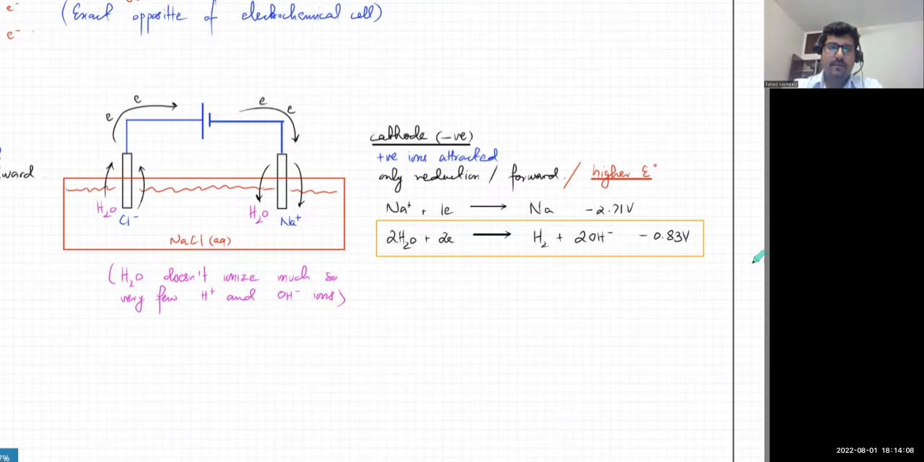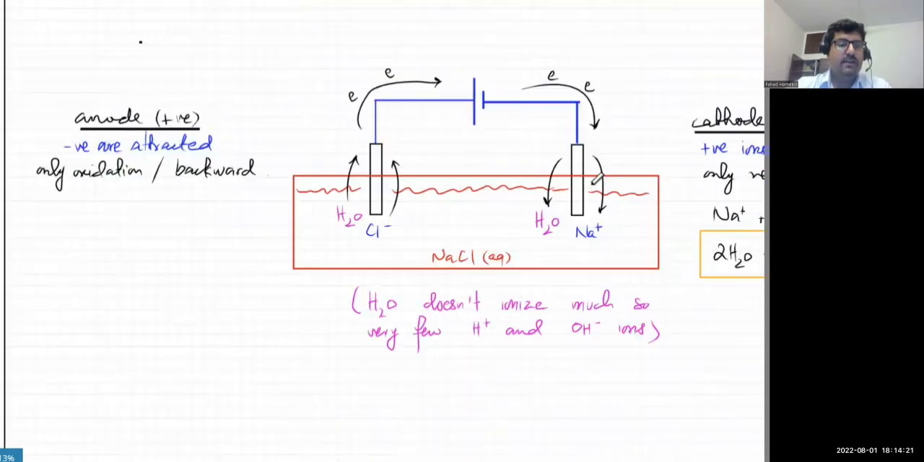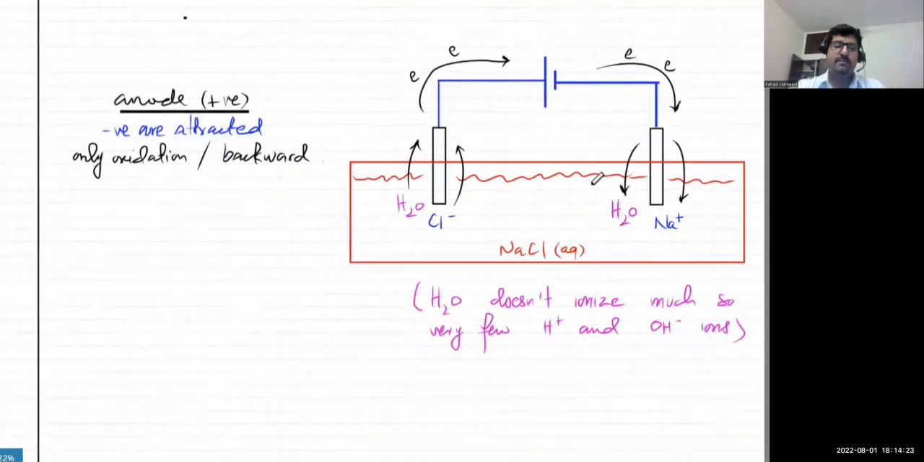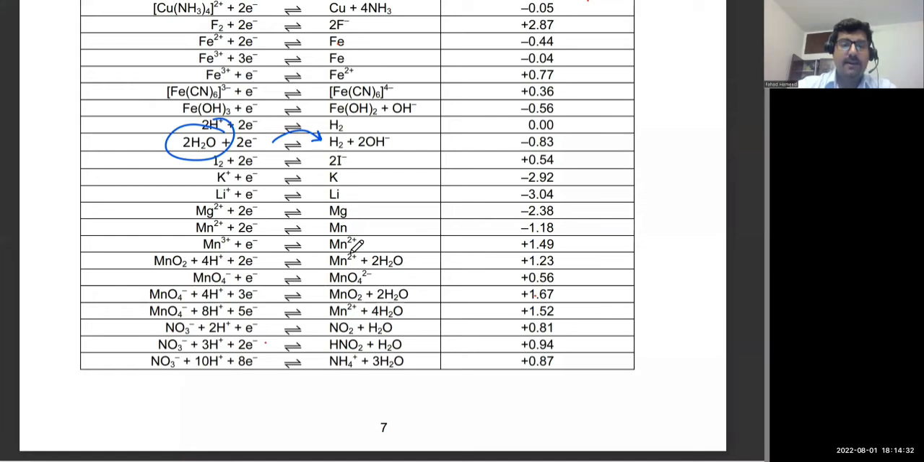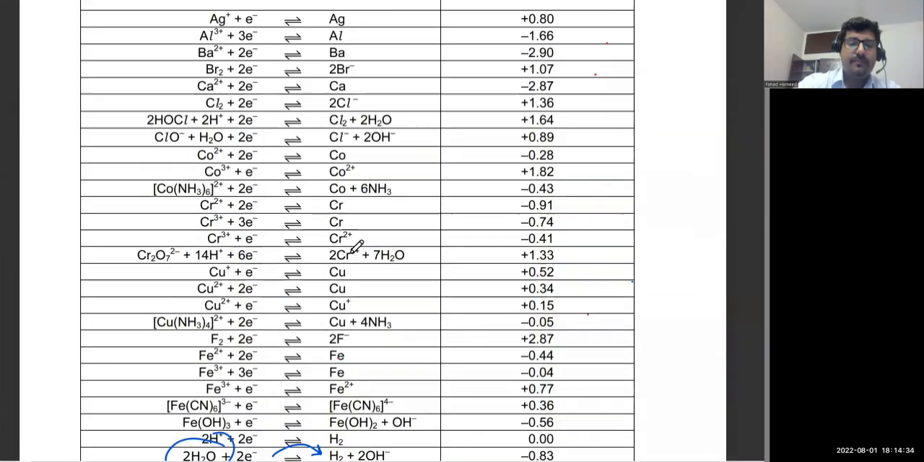Then the other side. So remember, forget the reversible sign. Only gain of electrons, only forward. On the other side, only oxidation, loss of electrons. So basically, we want them to lose electrons. So water losing electrons, Cl-1 losing electrons. Open the data booklet. Now I want them to lose electrons. In the backward direction, Cl-1 would be losing electrons.